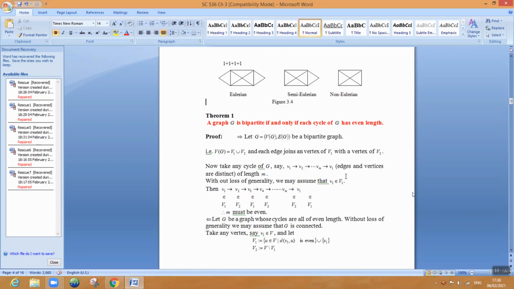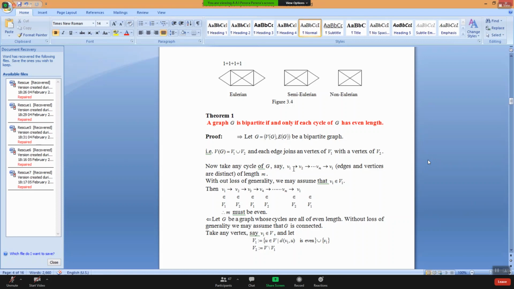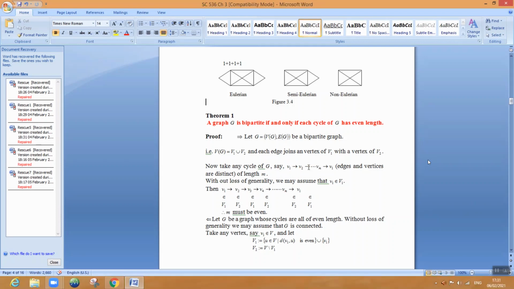Now since it is bipartite, suppose the first vertex is in capital V1. Then the second vertex is in capital V2. Again, the third one is in V1, the fourth one in V2, the fifth one in V1, the sixth one in V2, like that. The last one is in V1, therefore the one before the last is in V2. That is m is in V2. The vertices 2, 4, 6, 8 are in V2.